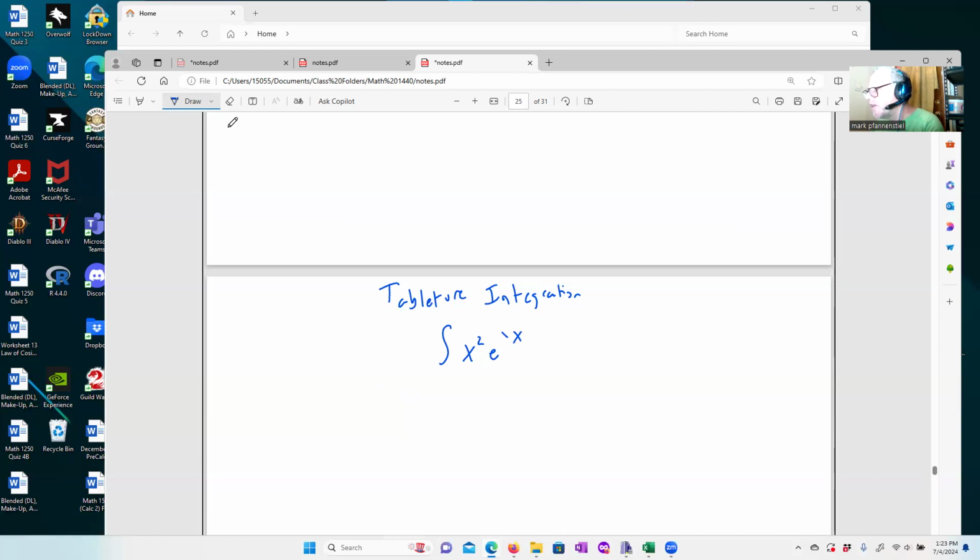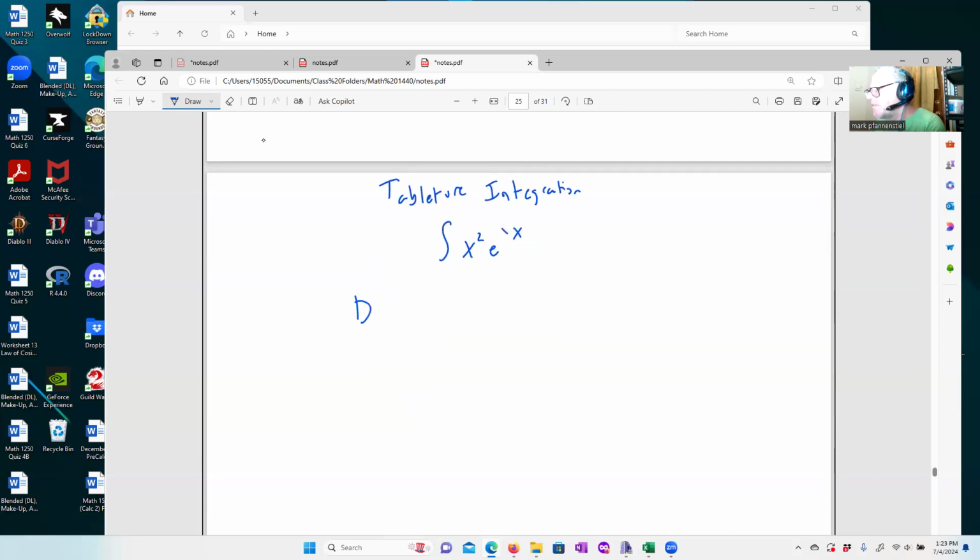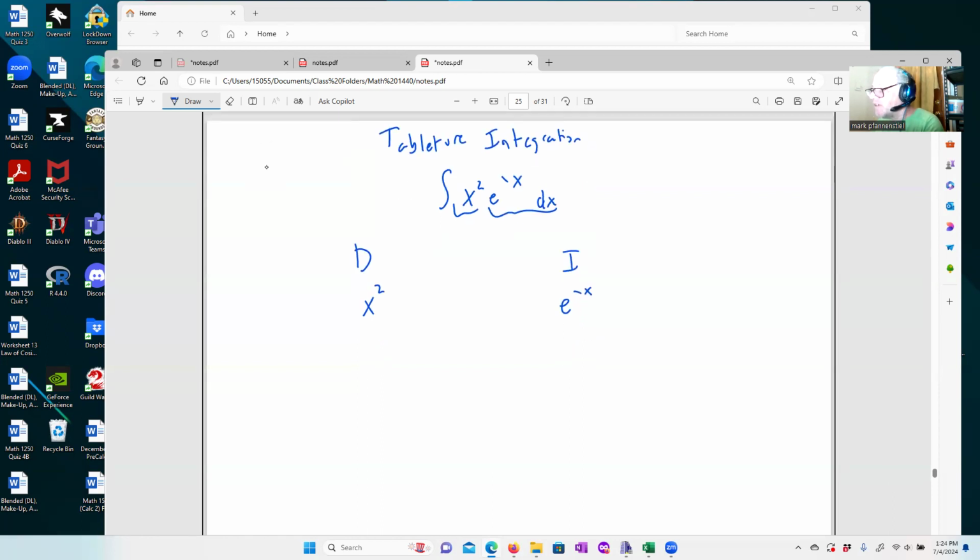Okay. So what we're going to do is write that we want a derivative column and an integral column. So we have our x squared here, and we have our e to the negative x. Every time, by the way, in integration by parts, you want to account for all the different pieces that are sitting in there. So I've got my x squared e to the negative x. Everything has to be accounted for when you set up your u and your dv. And then we're just going to start taking derivatives. Derivative of x squared is 2x. Integral of e to the negative x is negative e to the negative x.